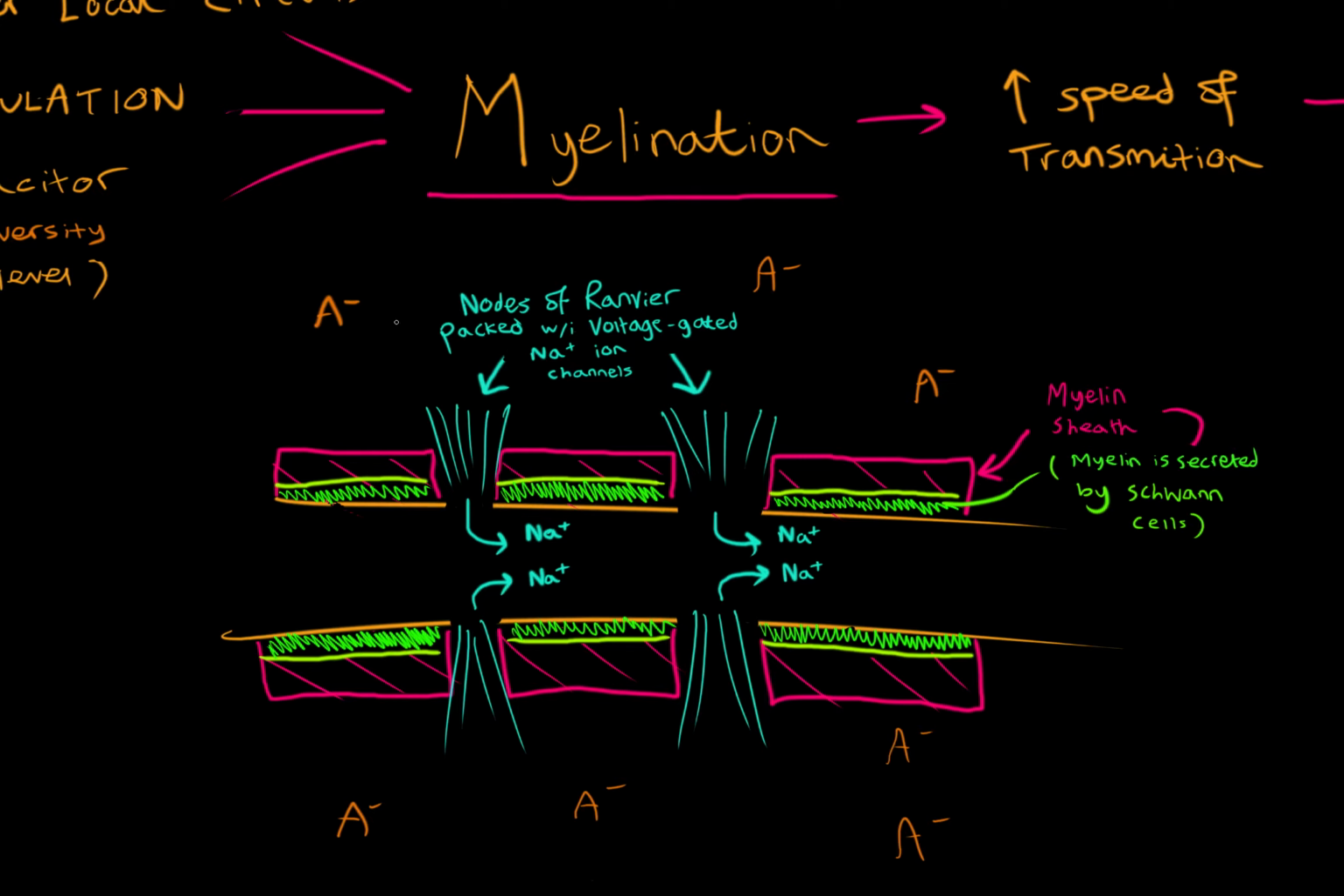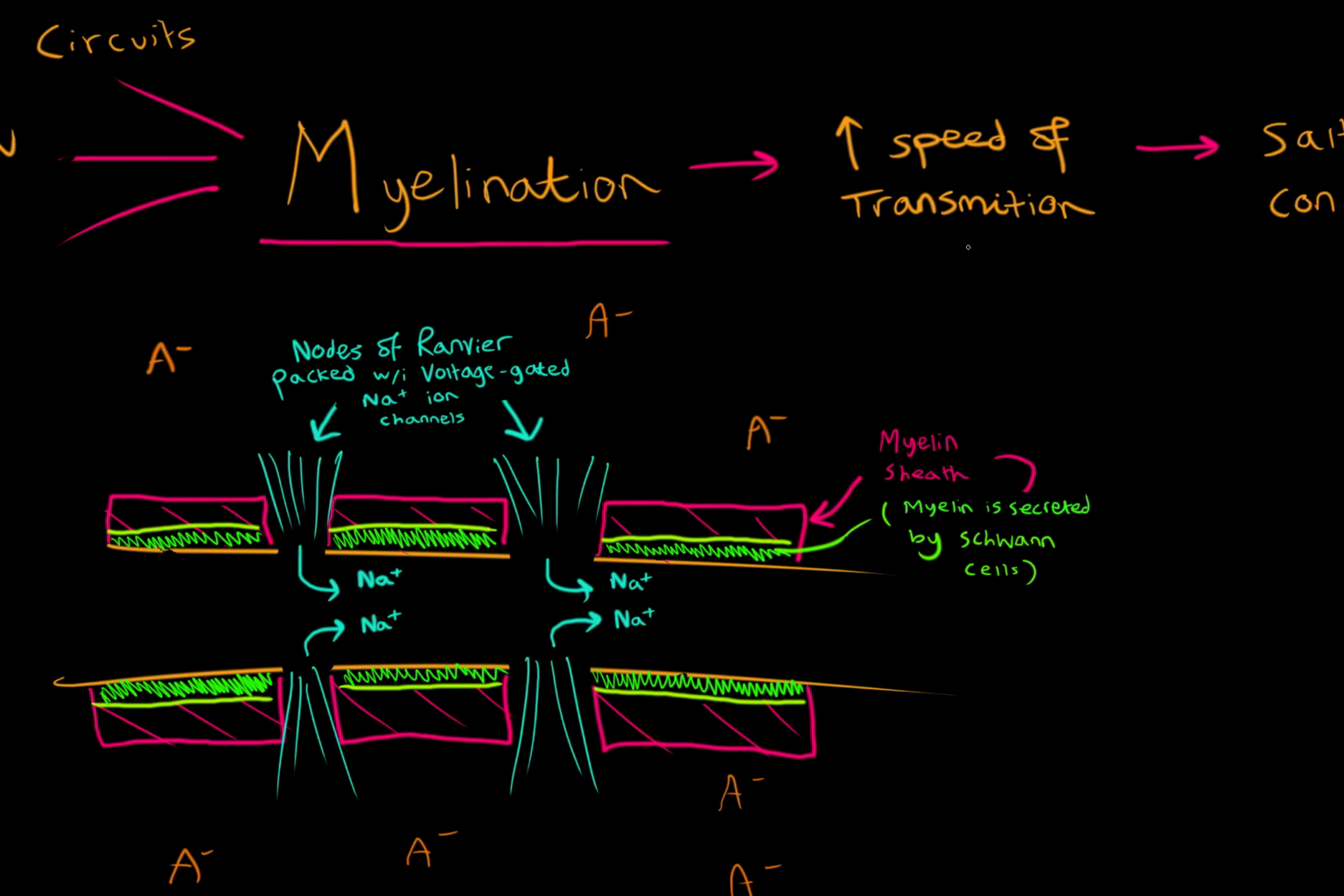All right. So for the OCR specification, you need to know about myelination of a neuron. Obviously there are myelinated neurons and there also are non-myelinated neurons. So from GCSE, you should remember that myelin is a substance secreted that surrounds a neuron, and it basically increases the speed of transmission.